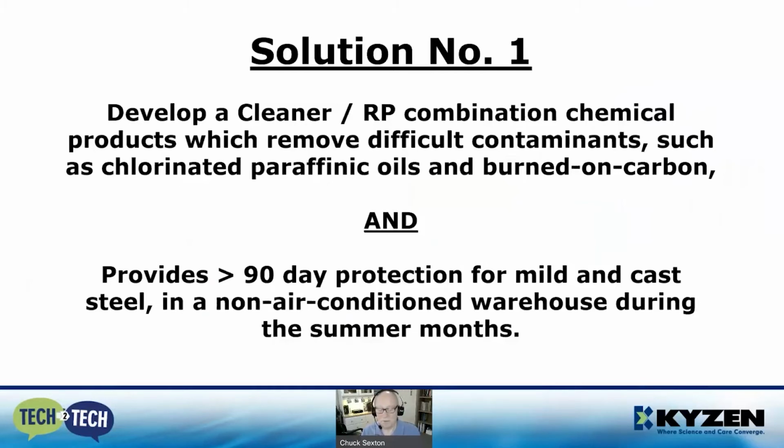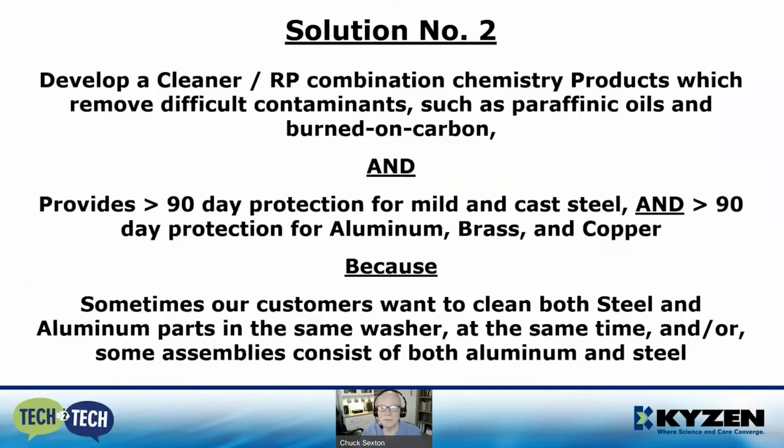That can do a couple things. It can remove very difficult contaminants like chlorinated paraffinic oils and burned on carbon. And the second key criteria or requirement is that these products provide greater than 90-day protection for mild and cast steel, which I'll refer to as long-term protection, in a non-air conditioned warehouse during the summer months, whether it's Malaysia or Michigan. It's very hot and humid in both places in July. Solution number two grew from number one, if you will.